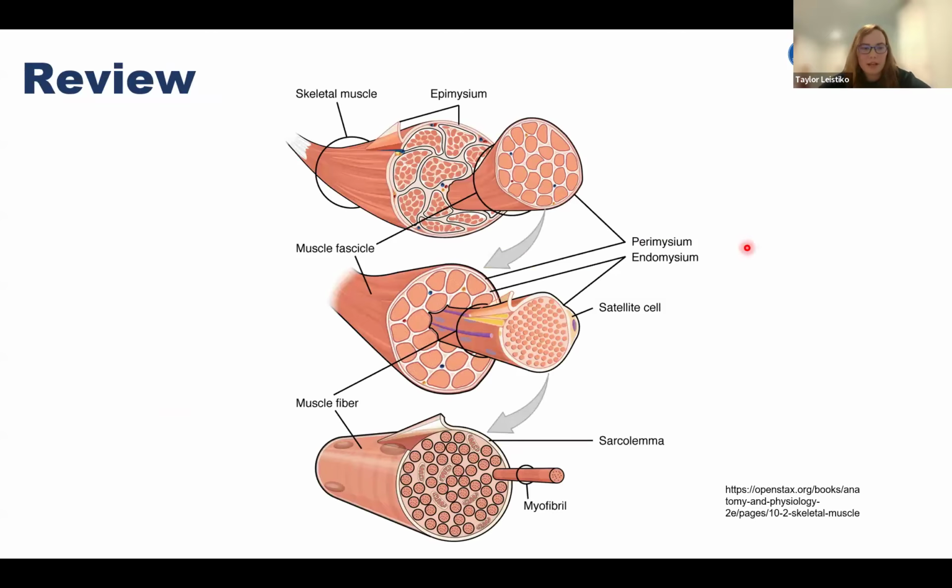So here's a good picture of that. Here you've got the myofibrils, and then a bunch of myofibrils make up the muscle fiber, and then a bunch of those make up the fascicle. So the fascicles are kind of like the little bundles. And then a bunch of fascicles make up the entire skeletal muscle.